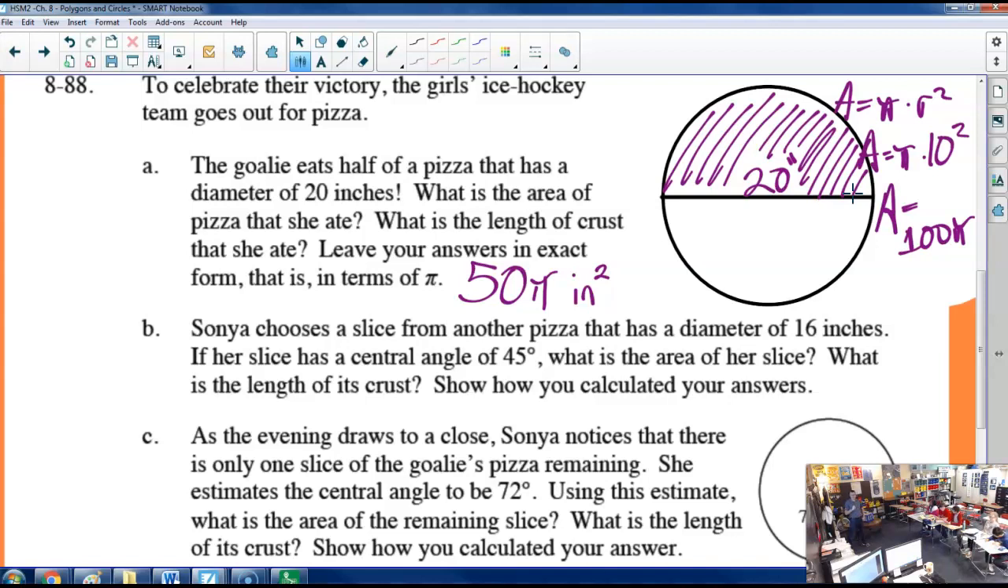So now Sonia chooses from a smaller pizza. She's less hungry, or she's just making the rounds, eating some different pizzas. Or she's still in college and she's trying to save.